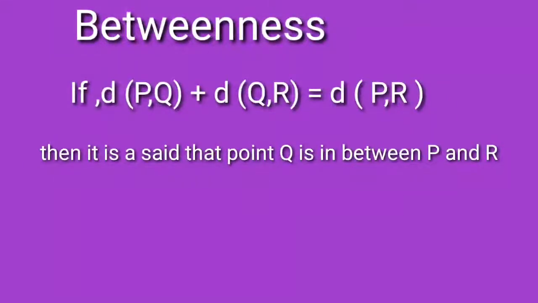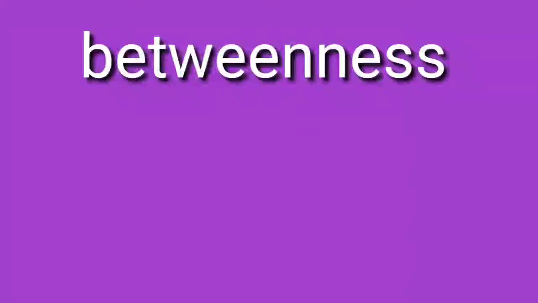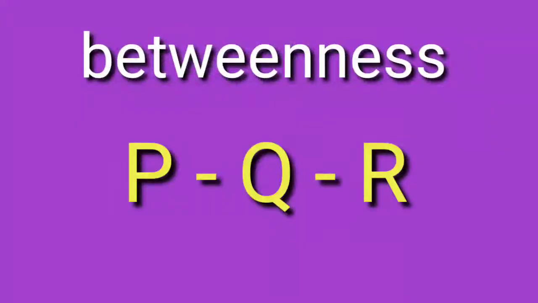If distance of PQ plus distance of QR is equal to distance of PR, then it is said that point Q is between point P and R, and the betweenness is shown as P-Q-R.